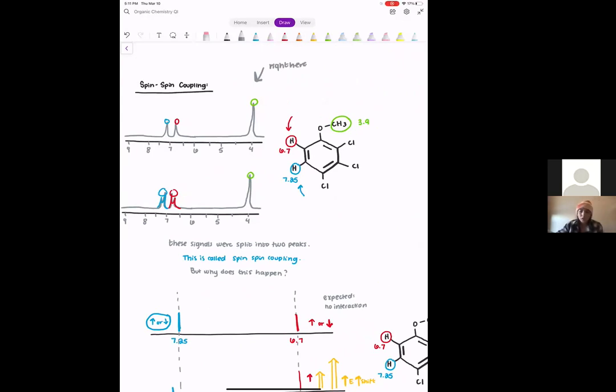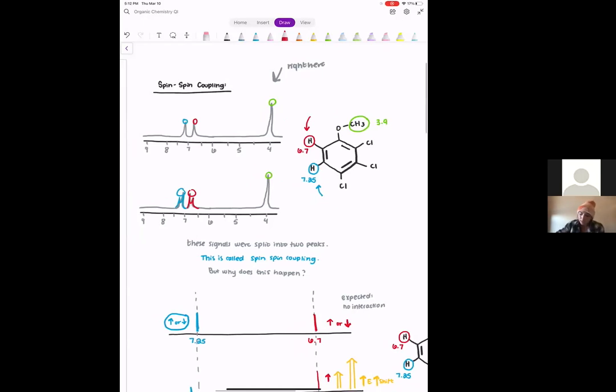And we know that because this CH3 group will be one group of equivalent hydrogens, most likely around 4, so it's attached to this electronegative atom, and we can see that it's right there at 3.9. And then we'd expect that this red hydrogen would be right here, and this blue hydrogen would be right here. But unfortunately, it's not that easy.